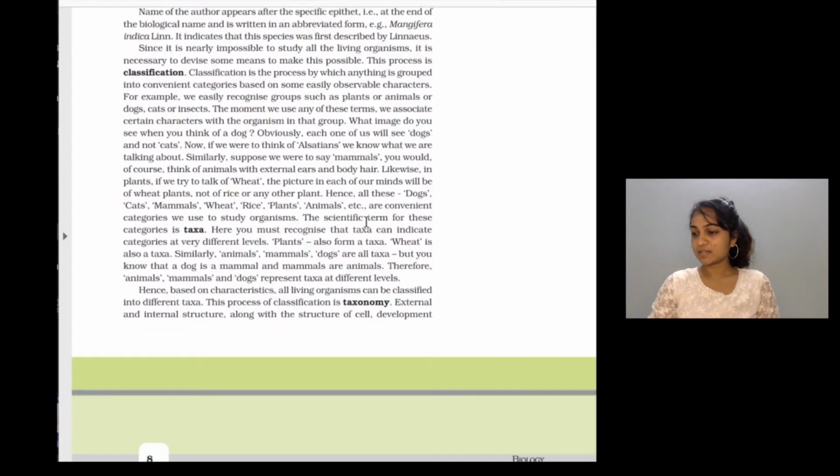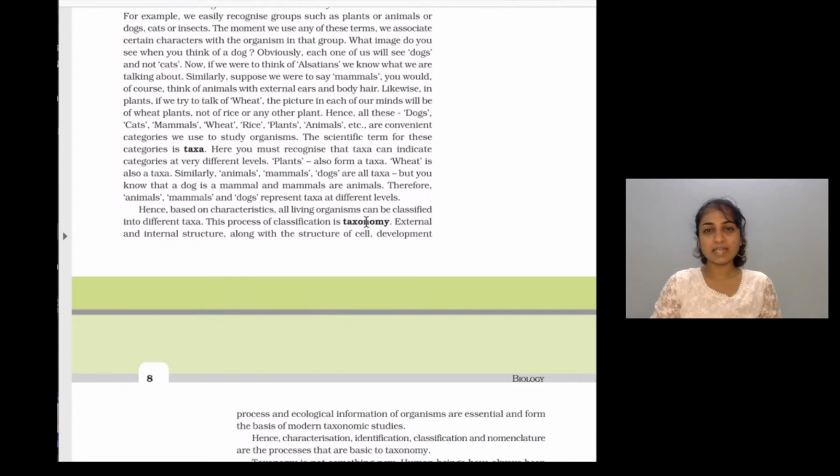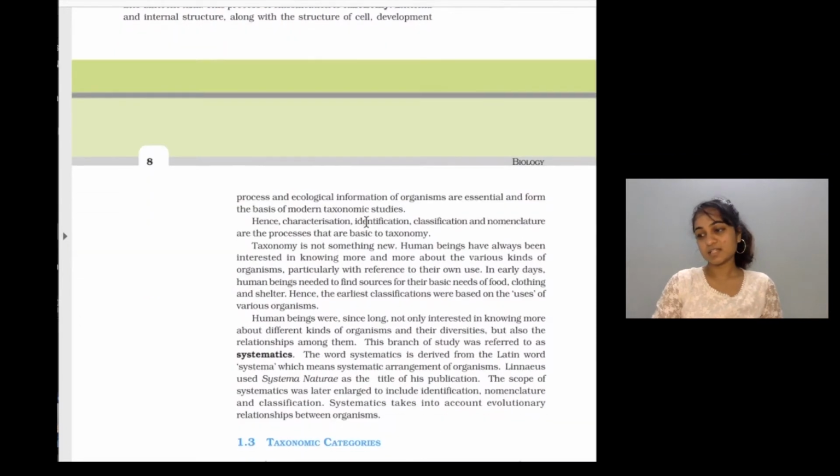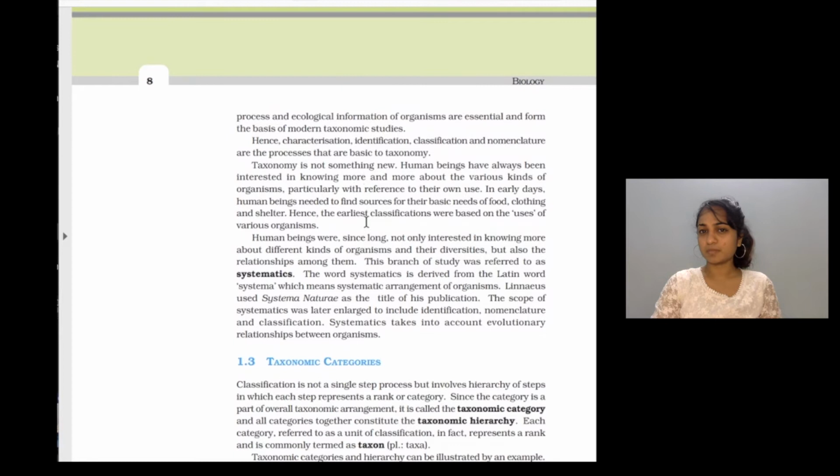And there is mention of another word, taxa. I wonder what that is about. We'll find out soon. And something about taxonomy. Okay, I guess it's referring to taxa. And here another word that is in bold is systematics. And there are some Latin terms. Okay, we'll find out soon.